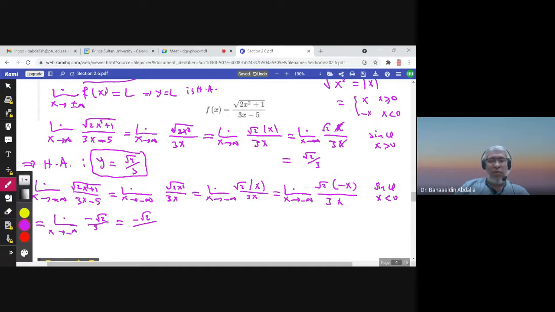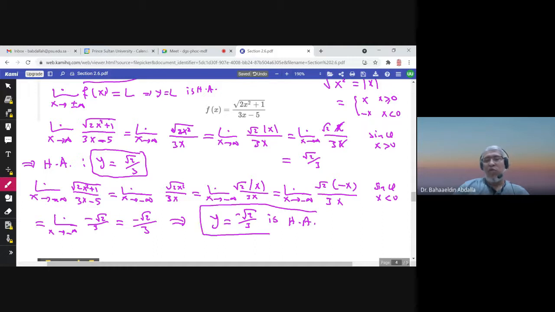So the limit is negative square root of 2 over 3. Again, I have a problem with writing 3. All right. So what is the equation of the horizontal asymptote? Negative square root of 2 over 3 is a horizontal asymptote. So there are two horizontal asymptotes of this function, one positive and one negative.